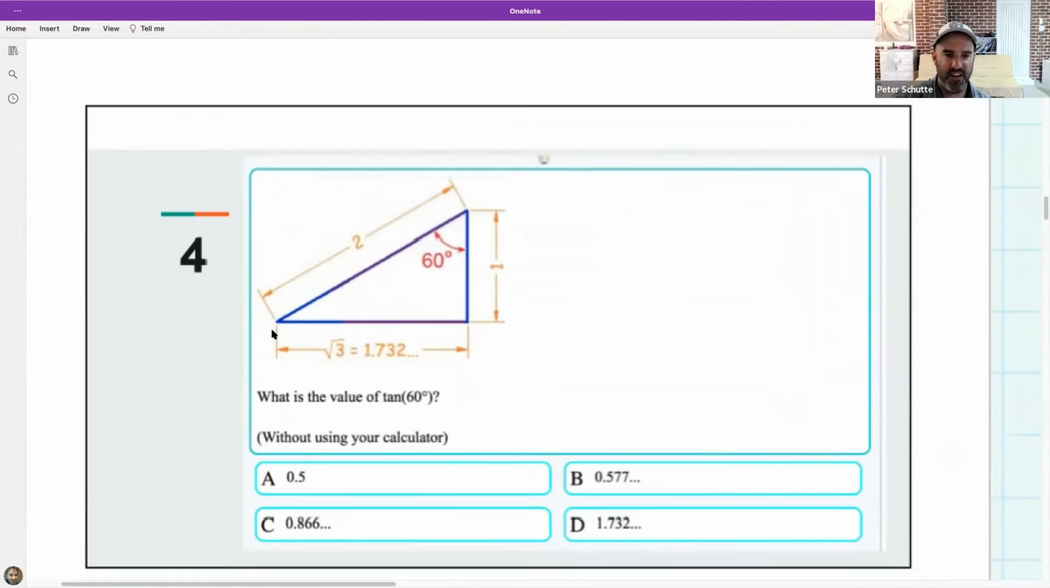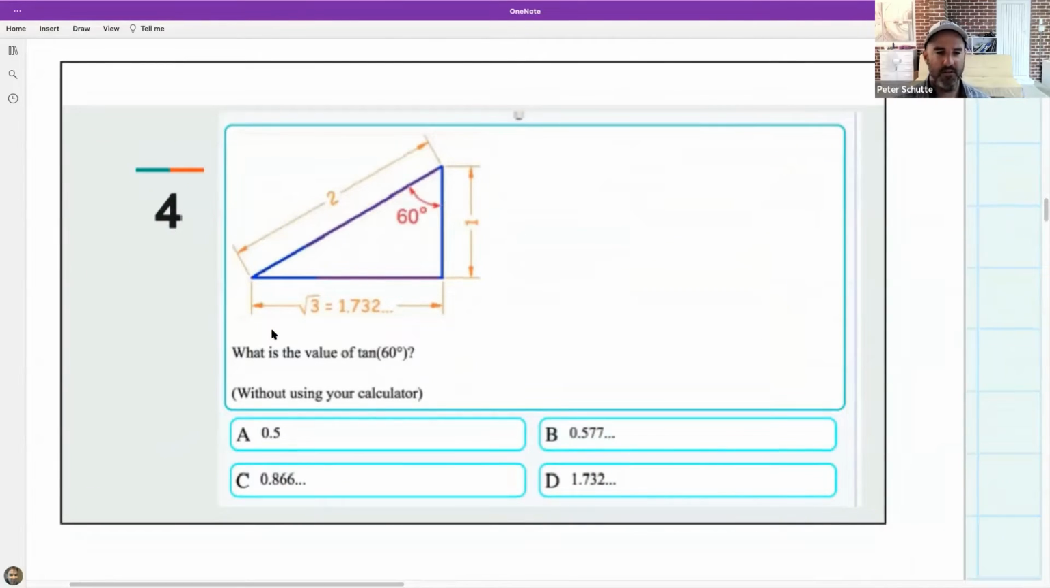Okay, what is the value of the tan of 60 in this one? I want you to put your answer in the chat. It says without a calculator, but I think maybe we'll allow a little bit of cheating in this one. So we'll make that O, that H, and that A.